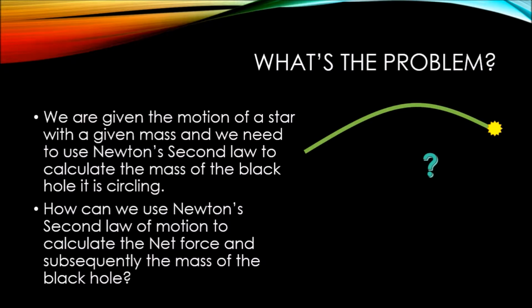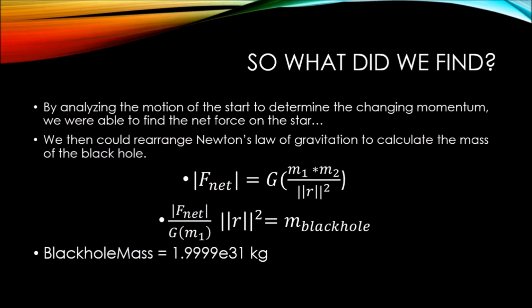Now we wanted to know how Newton's second law and Newton's law of gravitation could help us analyze this motion and find the mass of the black hole. To do this, we first analyzed the motion of the star and calculated its momentum and net force acting on it. By then rearranging Newton's law of gravitation, we found that the mass of the black hole is 1.9999 times 10 to the 31 kilograms.